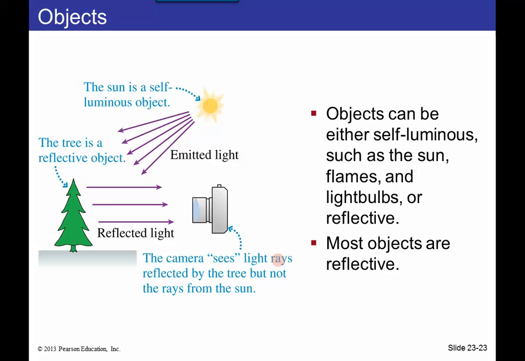So objects like the sun produce light. They are called self-luminous, and objects like this pine just reflect light in all directions. And then the camera is just something that allows you to detect or see light rays.